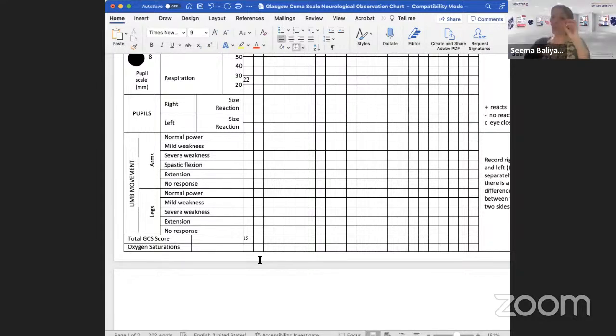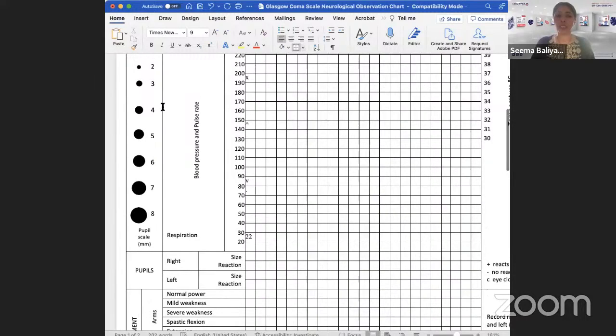Constrict, because there is too much light coming in, so your pupils are going to constrict. And as soon as you take it away, they are going to dilate. That means your pupils are reactive, constricting and dilating. The size of the normal pupil is usually around 3. The size they have given is 3 to 4, it could be any of these.